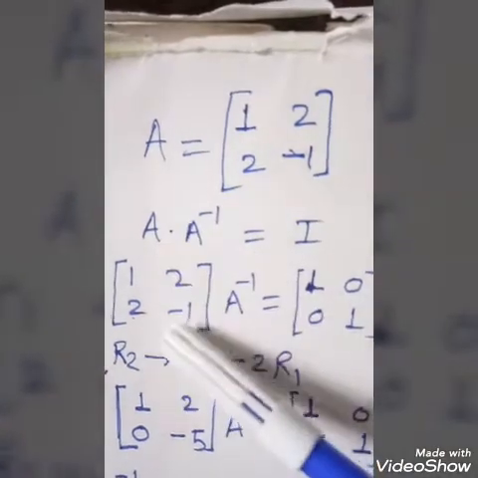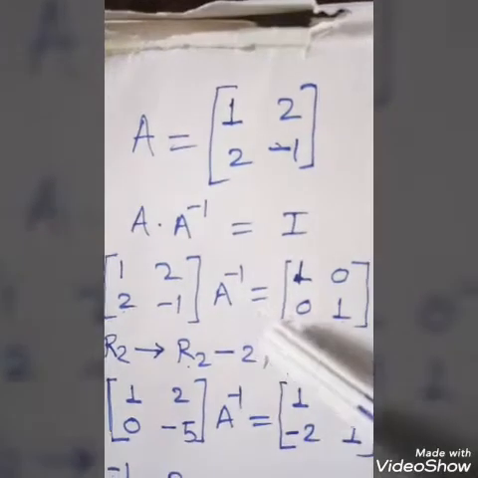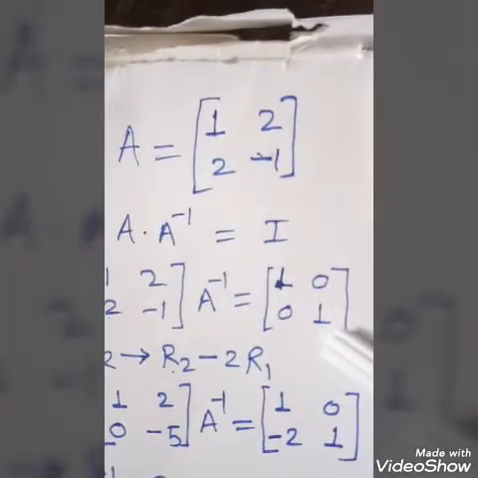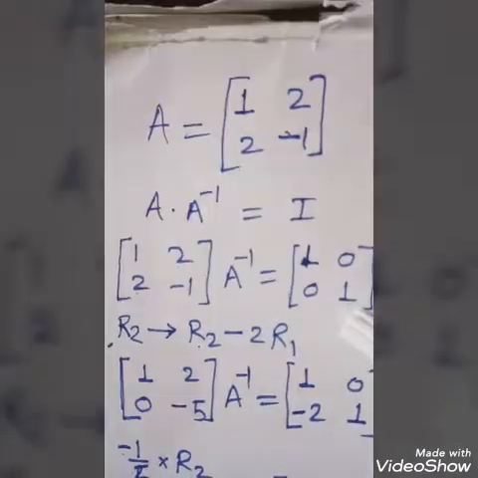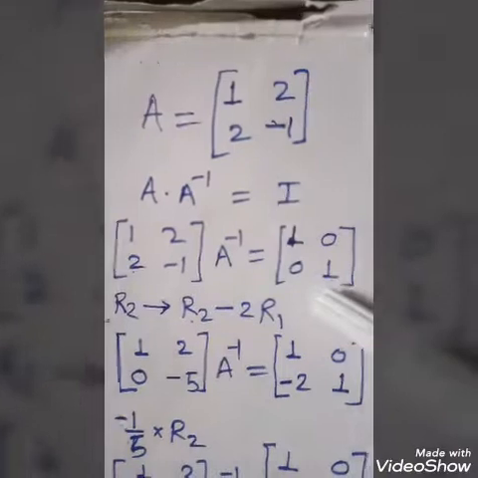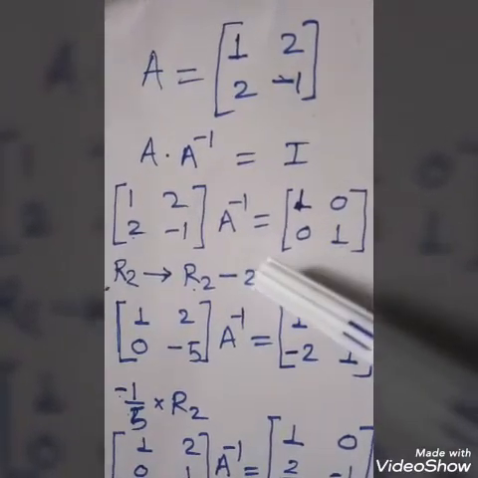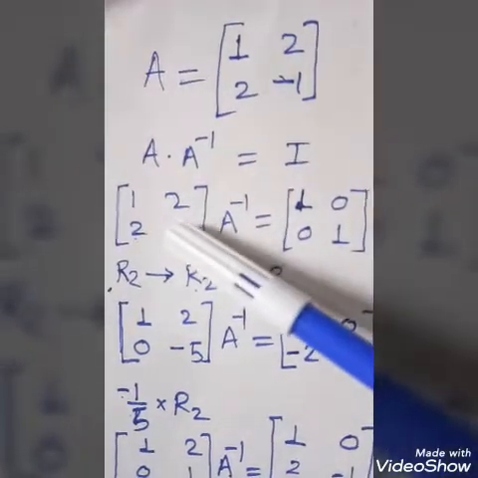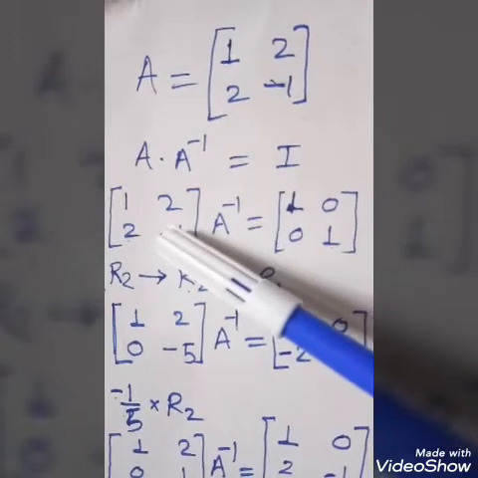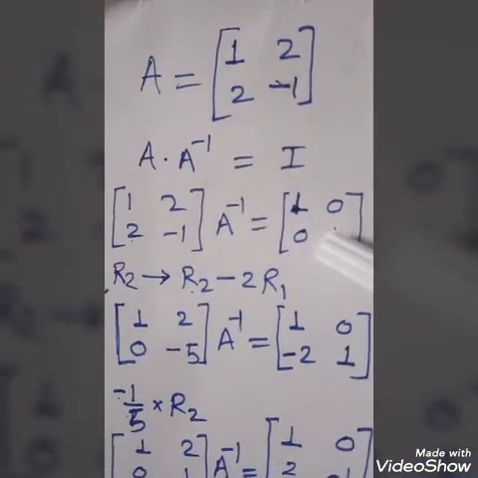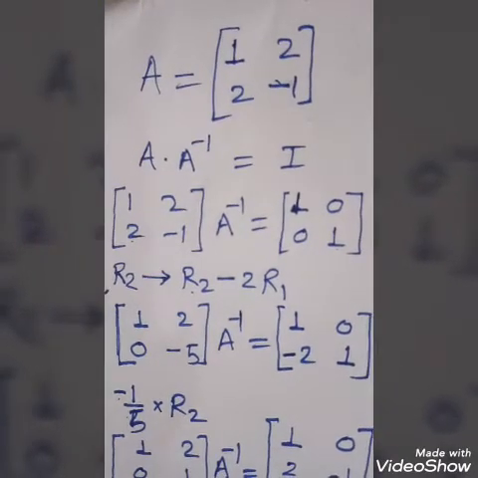Instead of A we have to write matrix A, which is 1 2 2 minus 1. Then A inverse is equal to I means identity matrix of order 2, 1 0 0 1. Now here we choose the suitable operation to convert the matrix A into identity matrix, and similar operation is applied on the right hand side identity matrix. We get inverse of that matrix.